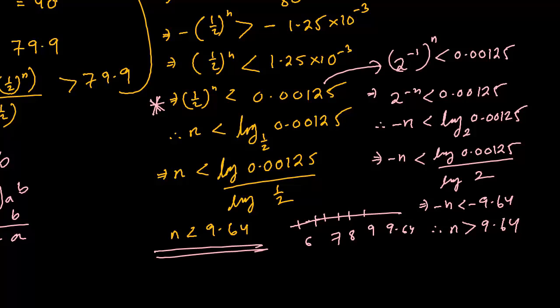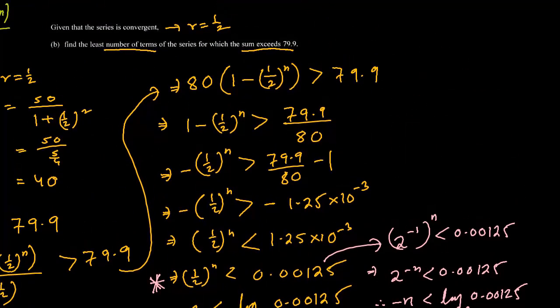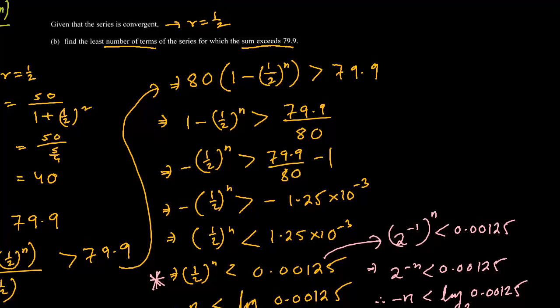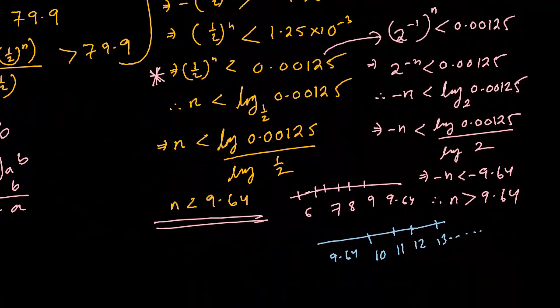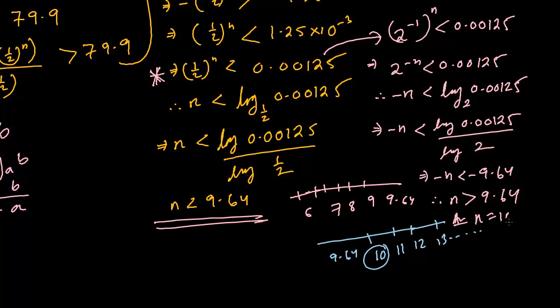Now if you write down that you have 9.64, and n, which is a positive integer, is greater than that, it can be 10, it can be 11, it can be 12, it can be 13, and on and on. It keeps increasing. But they mentioned over here the least number of terms. So the smallest one is 10. So the answer is n equals 10.